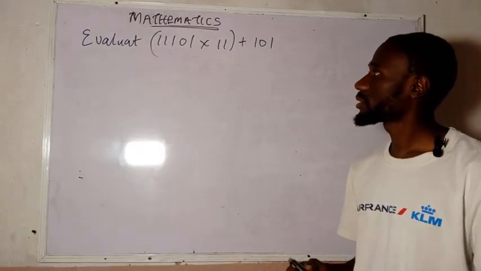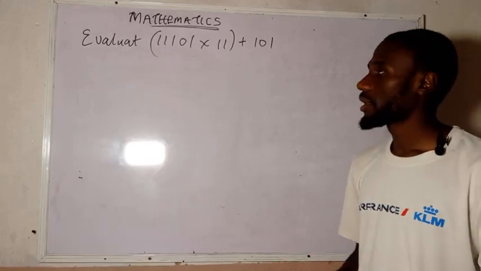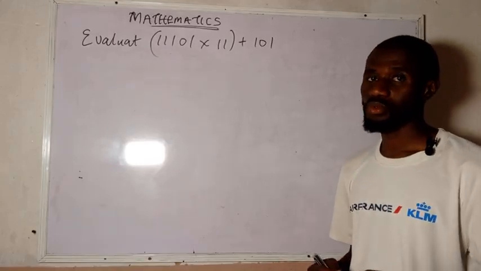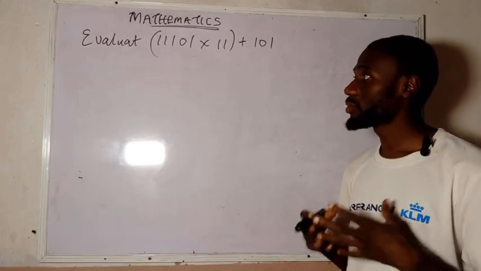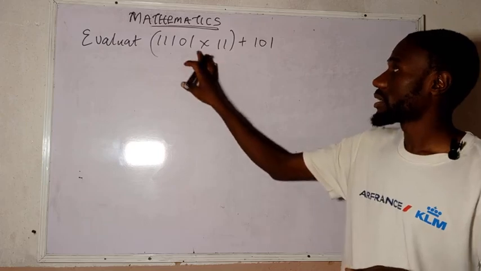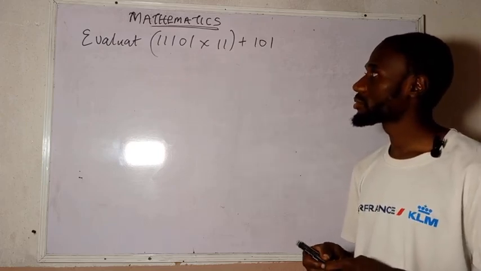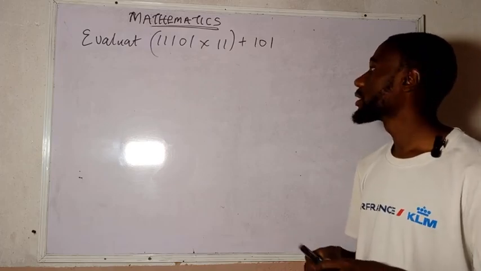In this question, we learn how to evaluate the binary given. We are going to follow the rule of BODMAS. We are going to do the multiplication before the addition. The multiplication will be done first before the addition.